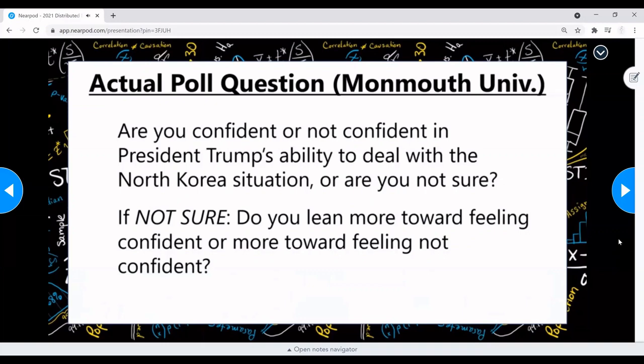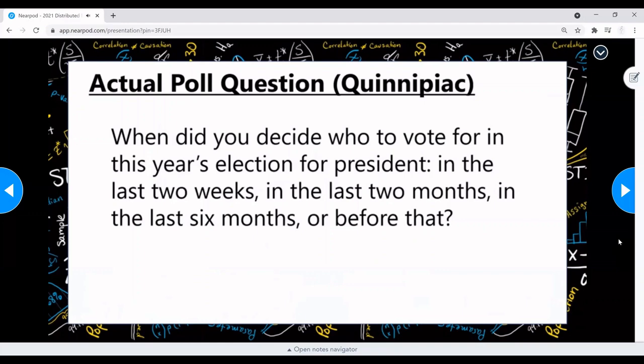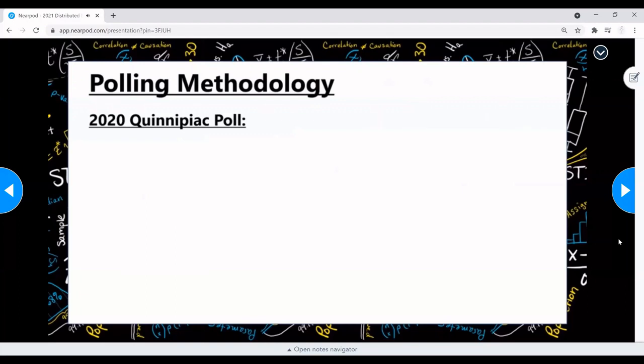These poll questions can quickly become outdated, if you notice. So here's the one we used this past year. This is not political, this is simply: when did you decide who to vote for? Not who, just when did you decide? Our administration didn't have any problem with us using this question.